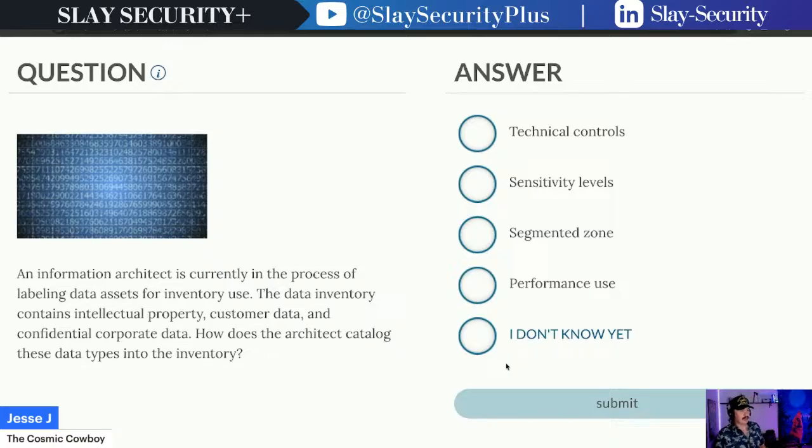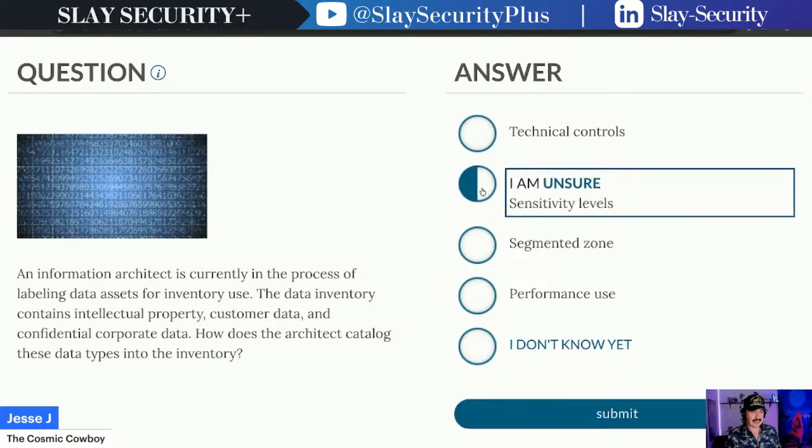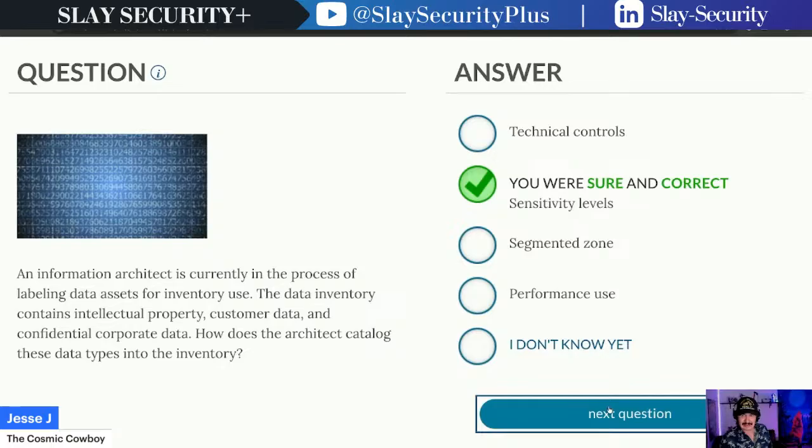So we're trying to label data for inventory use. How can we separate everything? Well, technical controls. When I think of a technical control, I think of a control such as software or hardware. Sensitivity levels would be what I would use to tag them, right? Different data types and sensitivity levels. That's what I think, or is it a segmented zone? I'm going to go with sensitivity levels. Yes, correct.